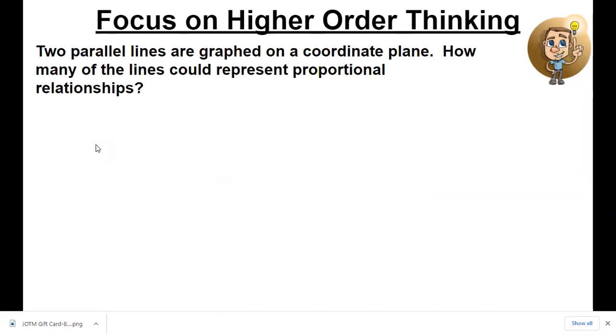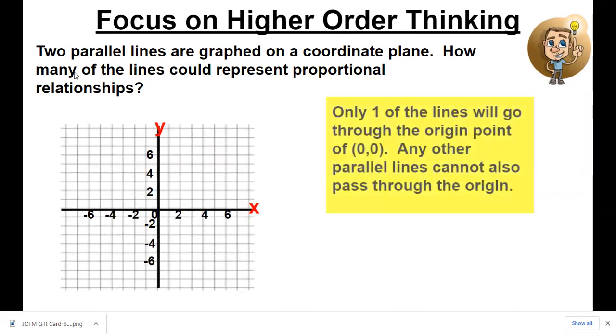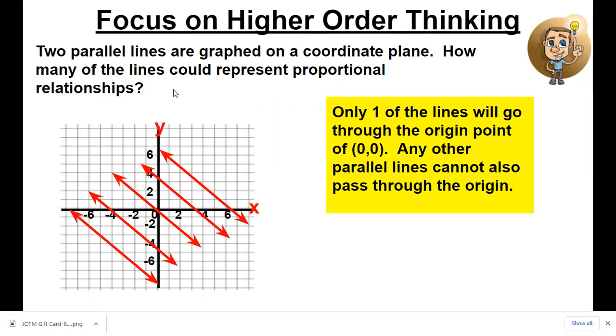Two parallel lines are graphed on a coordinate plane. How many of the lines could represent proportional relationships? Okay, let's take a look. Only one of the lines will go through the origin, right? Any other parallel lines cannot also pass through the origin, right? They can go up or down from the origin, but they cannot be on the origin. Only one line fits that description, and if they're parallel, then they have to be the same distance apart. So only one. Those are all parallel lines, but only one goes through 0, 0.